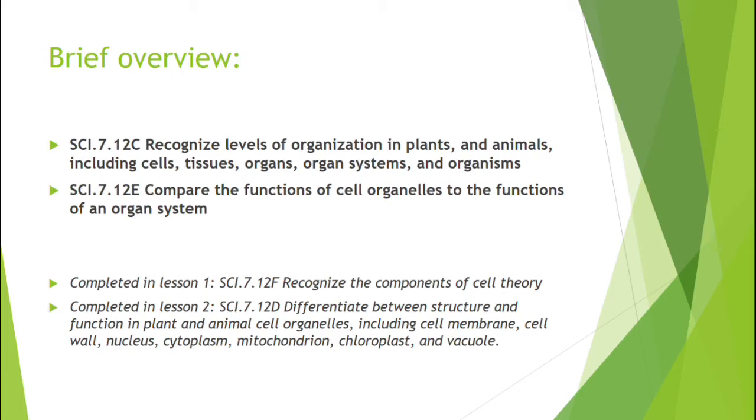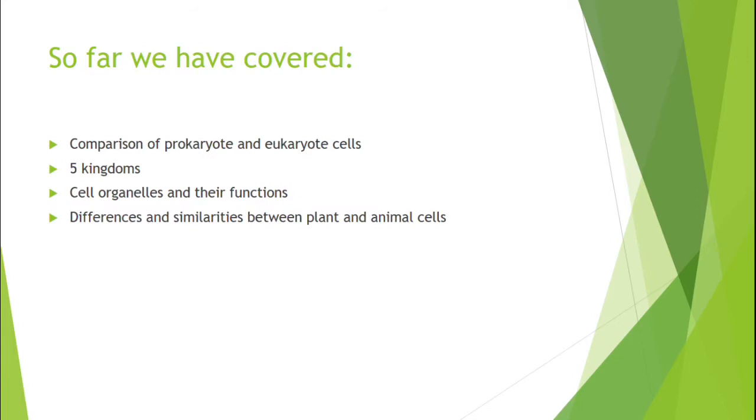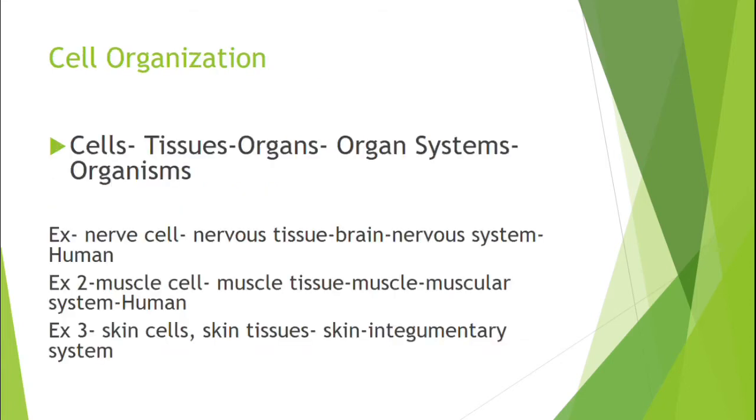and what we completed in lesson 2 was 12d: differentiate between structure and function in plant and animal organelles, including cell membrane, cell wall, nucleus, cytoplasm, mitochondria, chloroplast, and vacuole. So far, we also covered the comparison of prokaryote and eukaryote cells. We have talked about the 5 kingdoms. We have learned about the cell organelles and their functions, and the differences and similarities between the plant and animal cells. So let's talk about the cell organization.